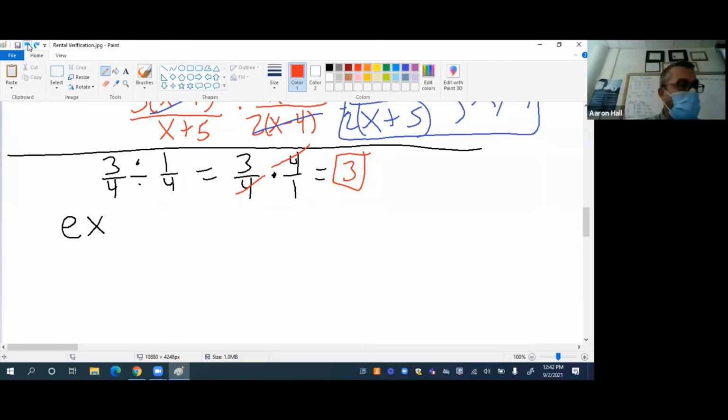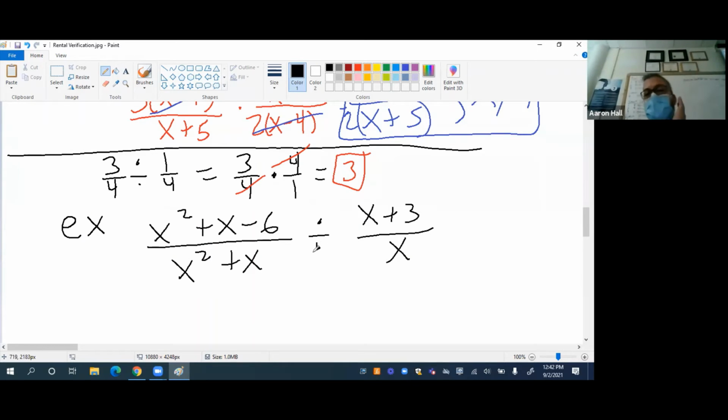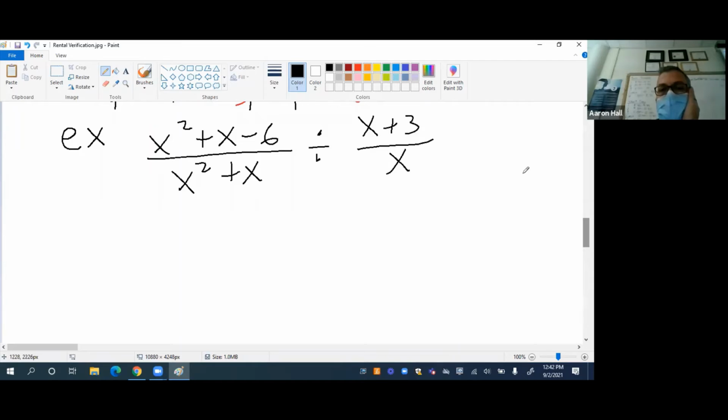All right, so what if we have something like this then? I have x squared plus x minus 6 over x squared plus x, and I'm going to divide by x plus 3 over x. What do I do? You want some think time? Yeah. Cool.